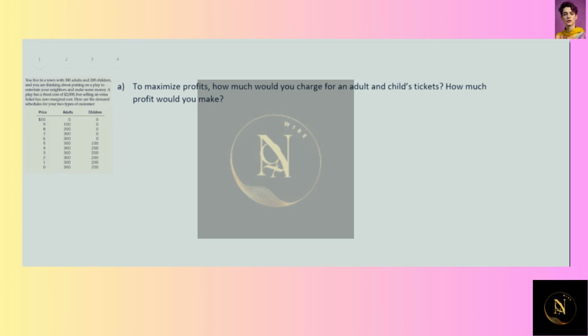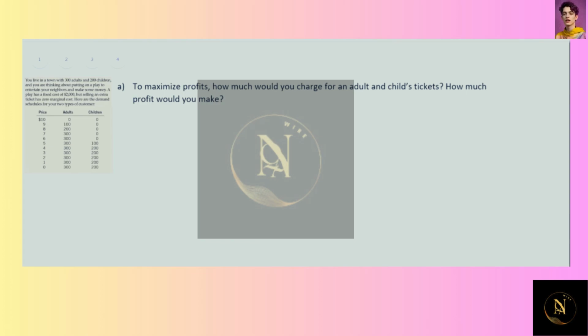Okay guys, this is chapter 15, question 6. In this question, we're given this table that's the price and quantity demanded schedule for a play that we want to put on to make a little bit of extra money in a town with 300 adults and 200 children.